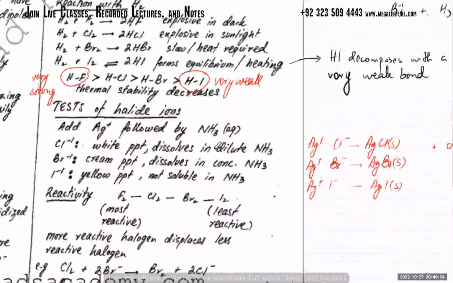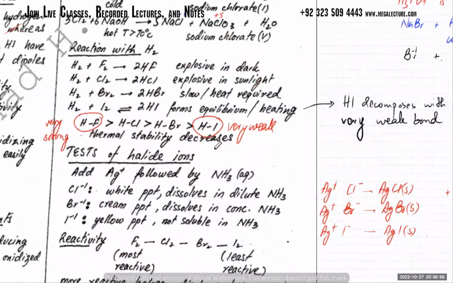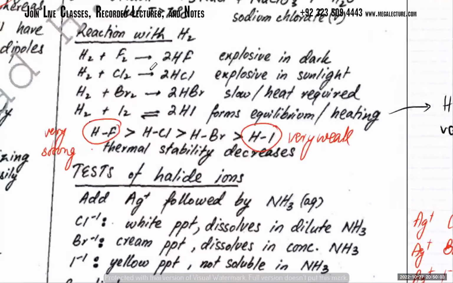Sir, in the H2 plus Br2 equilibrium reaction, why does it not happen with iodine? It forms with bromine but not with iodine. The HBr bond is strong, so it doesn't really break easily. It doesn't go backwards.